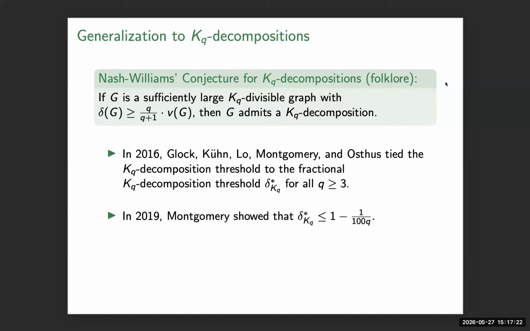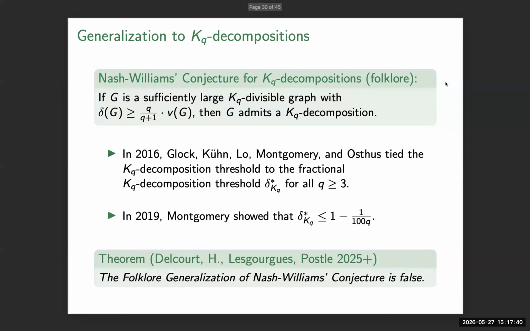So it seems like we're sort of poised. We were looking at this problem. It seems like it's following a similar trajectory as the Nash-Williams conjecture, right? People have shown that it's actually equivalent to the fractional relaxation of the problem, and now we can start improving on this fractional bound.